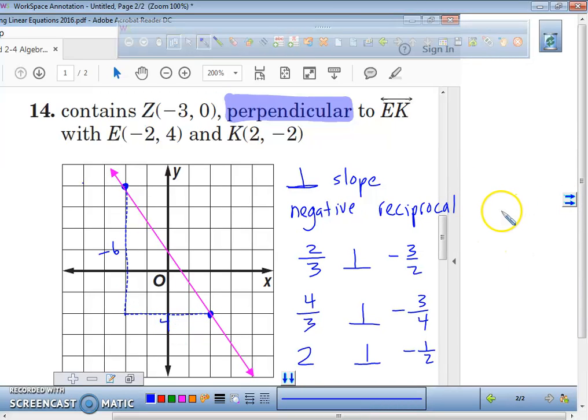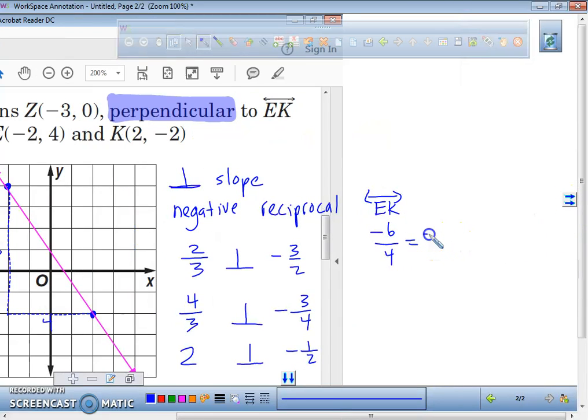So if I said, what's the slope of EK? The slope of EK, everybody, is negative 6 over 4. But we changed that yesterday. What did we change that to? That's right, we put in negative 3 over 2. So slope EK is equal to negative 3 over 2.